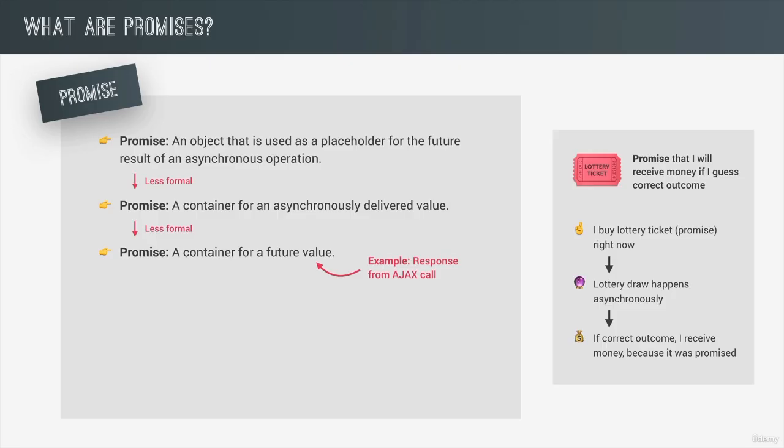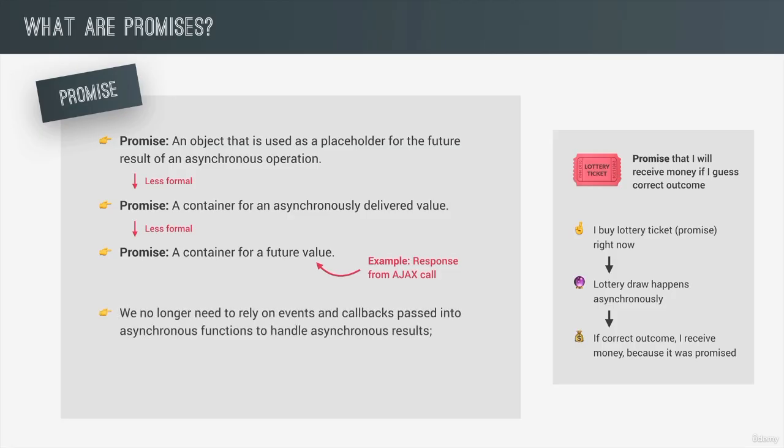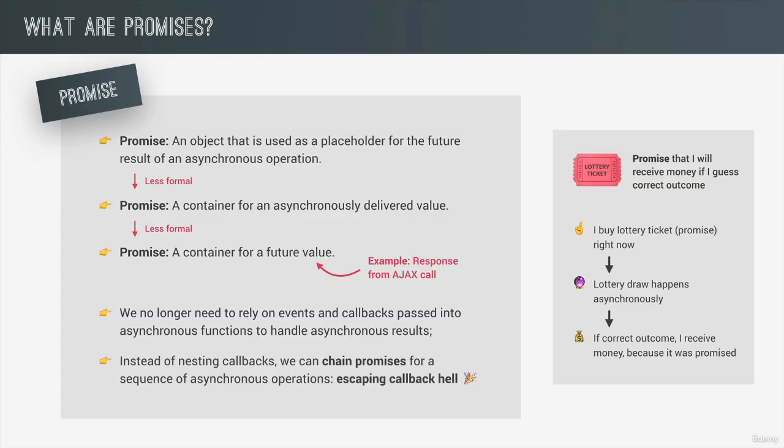Now, what's the big advantage of using promises? Well, there are two of them actually. First, by using promises, we no longer need to rely on events and callback functions to handle asynchronous results. Events and callback functions can sometimes cause unpredictable results, and so this is a big win already. But even better, with promises, we can chain promises for a sequence of asynchronous operations instead of nesting like we did in the last video. And with this, we can finally escape callback hell, which was our initial goal all along.